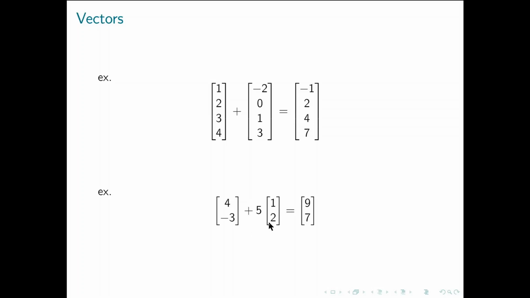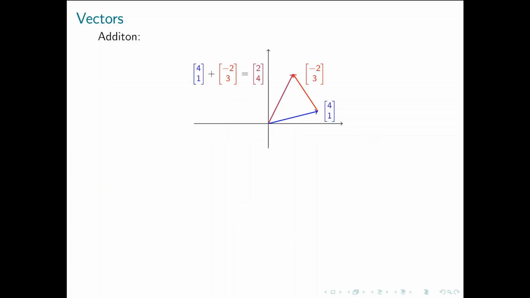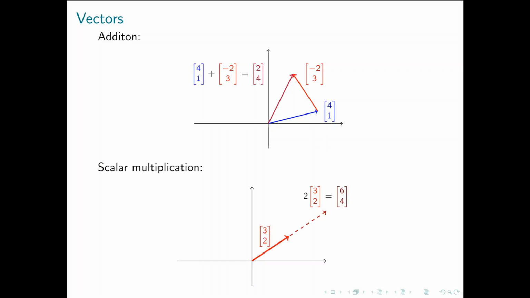I take the vector 1, 2 and multiply it by 5. So then it becomes the vector 5, 10. And then I add 4 and -3 to 5 and 10, and I get 9 and 7. So of course, vector addition and scalar multiplication can be represented graphically.